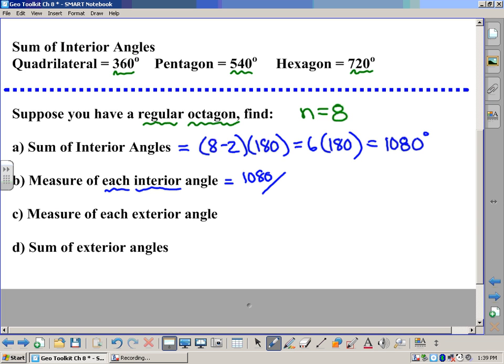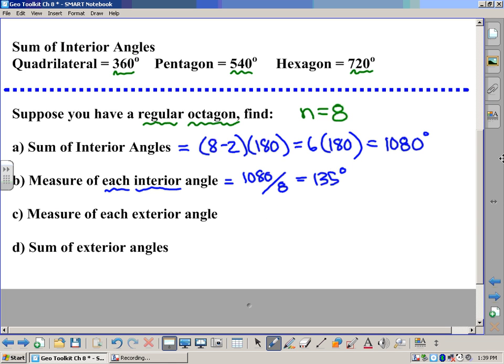If we want to know the measure of each interior angle, you just take that sum, which is 1,080, and then you divide by 8, because there's 8 sides, and they're all going to be the same. If you take 1,080 and divide by 8, grab your calculator, you'll get 135. So each interior angle has to be 135, not add up, but each one should be 135.